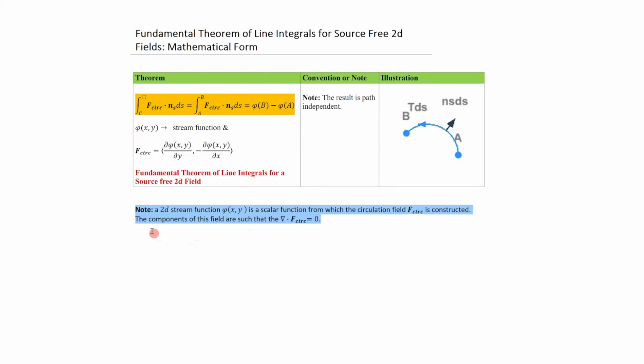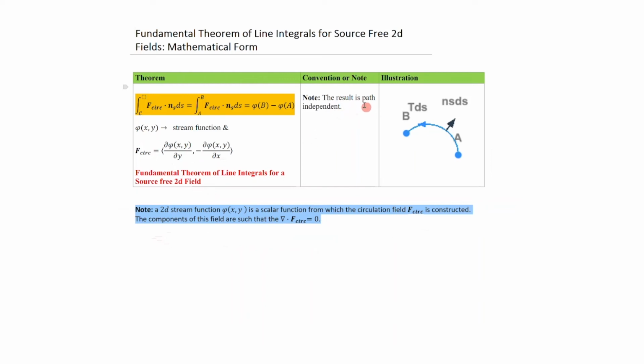This is just a note that a 2D stream function is a scalar function from which the circulation field is constructed. The components of this field are such that the divergence of the circulation field equals 0. You can prove that for yourself, because the divergence would be taking the derivative of this with respect to x and adding it to the derivative of this with respect to y. But these functions are considered continuous, so whether you do dy dx or dx dy, you're dealing with the same outcome. The only difference is that when you add them, you're actually subtracting them, which means the net result is 0, consistent with this expression. So we know that this is the correct expression to work with.